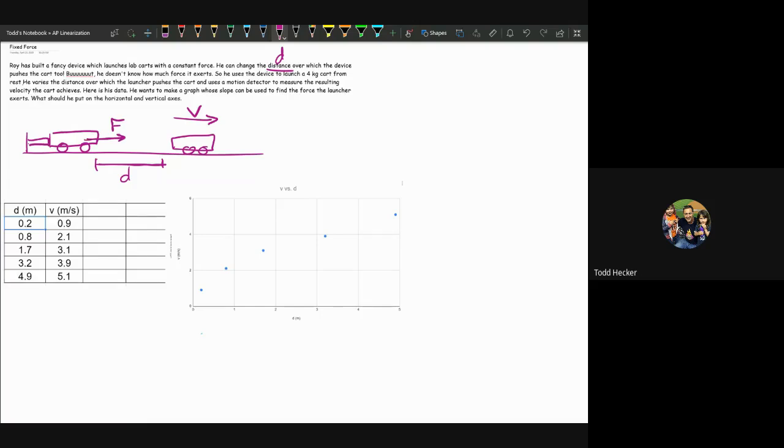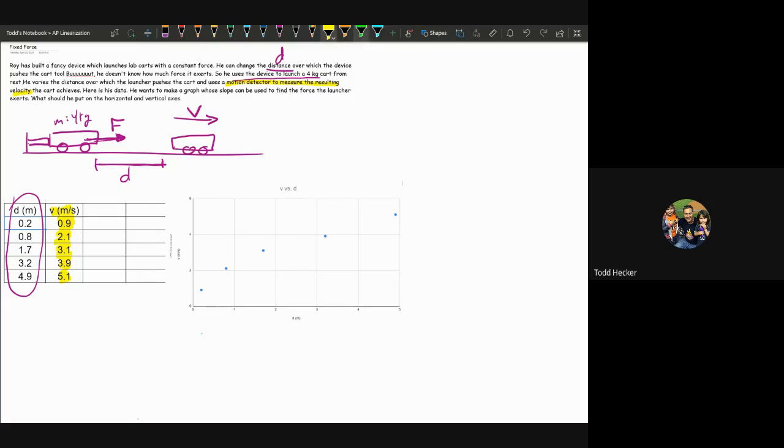The idea is this launcher is going to push with some amount of force on our cart. He's using the device to launch a 4-kilogram cart, so the mass of the cart is 4 kilograms. But he can vary the distance over which this force affects the cart. Then he varies the distance over which the launcher pushes the cart, and uses a motion detector to measure the resulting velocity. So all of these velocities are obtained by using a motion detector. Here's the data.